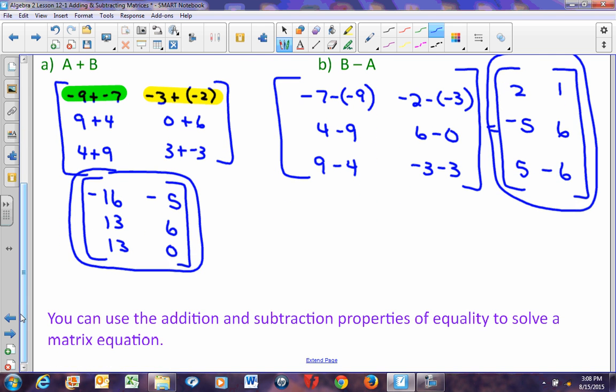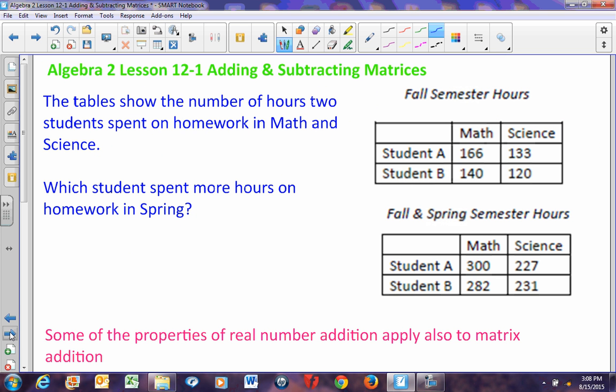You can use the addition and subtraction properties of equality to solve a matrix equation as well. Let's take a look at this. It says the tables show the numbers of hours 2 students spent on homework in math and science. Which student spent more hours on homework in the spring? Okay, so we have two tables. We have one with the fall semester hours, and this one is fall and spring. So in order to figure out who spent the most hours in the spring, we have to take the fall and spring total and subtract the fall from it. That's the easiest way to do that. So we'll look at this. We have student A.